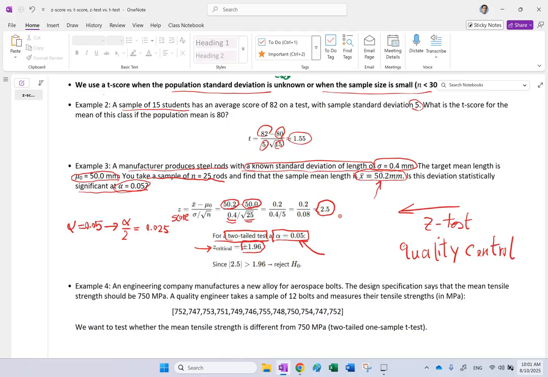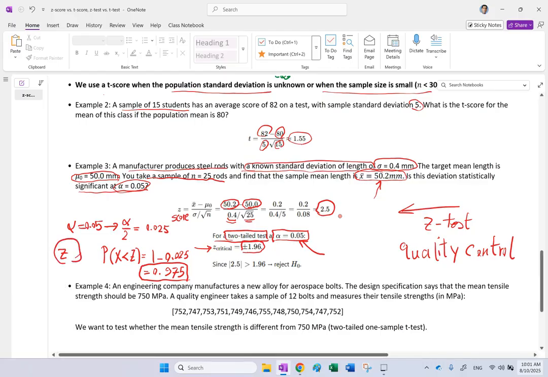So now I should find the z at which the probability of the data being less than this z is 1 minus 0.025, which is basically 0.975. So I should find at what z the probability of data being less than that z is basically 97.5%. That is going to give me what we call the critical z.